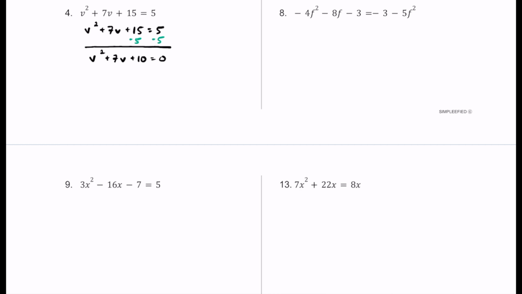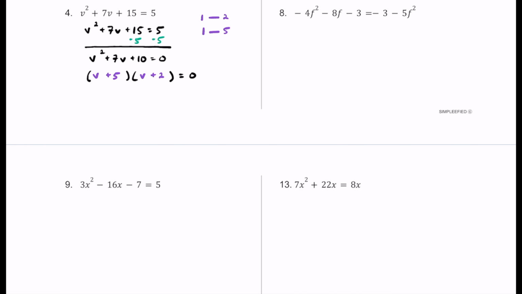At this point, we're going to try to factor. It's nice that v squared has a coefficient of 1, so we can put 1 and 1. And then for 10, we need two positive numbers because 7 is positive. I'm going to go with 2 and 5. That's going to make 2v and 5v, which makes 7v. So we open up these parentheses for our two binomials, and we're going to have 1v and 1v. Let's put a plus 2 and a plus 5 inside these.